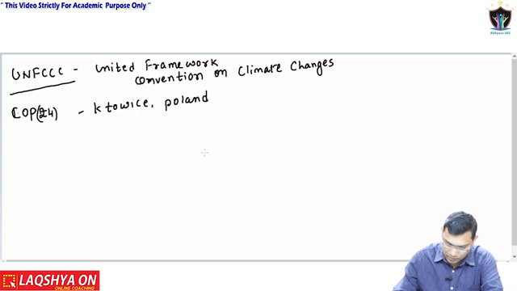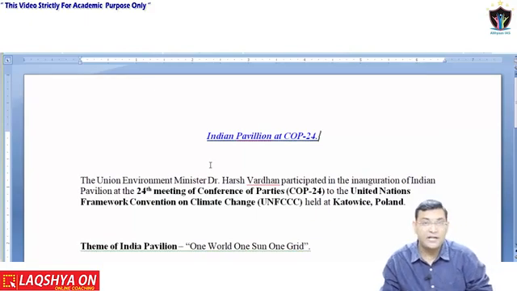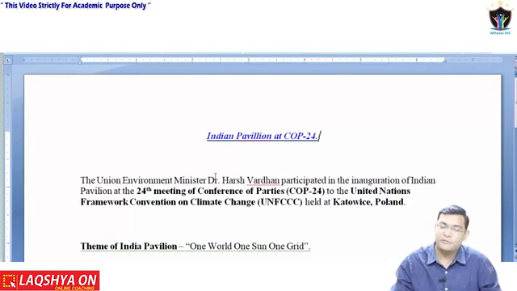Now, what initiatives did India take? So, Katowice. See here, from India's perspective, how this COP24 helps. The Union Environment Minister, Dr. Harsh Vardhan, participated from India's pavilion at the 24th meeting of the United Nations Framework Convention on Climate Change held in Katowice.